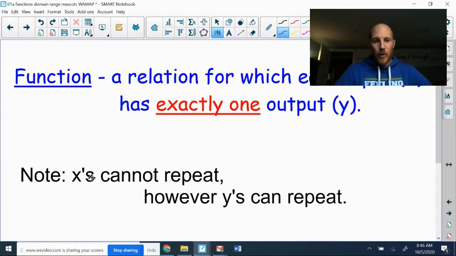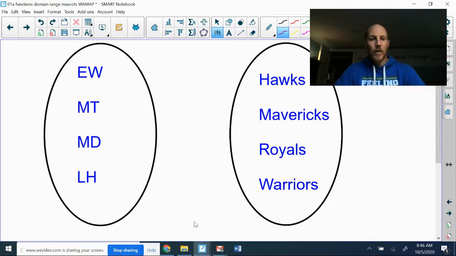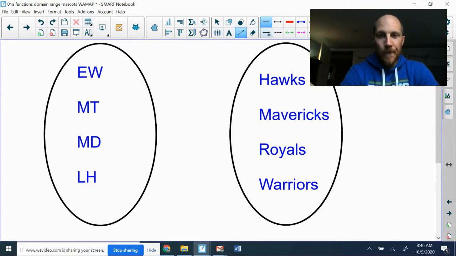Okay, so the x's cannot repeat. If the x's are repeating, then that means you're getting different answers every time, and that's not okay. All right, so let's take a look at some examples using mapping diagrams, and then we'll do some practice identifying what is a function and what is not a function.